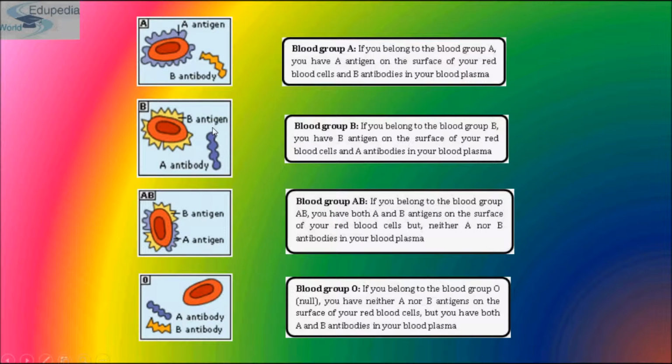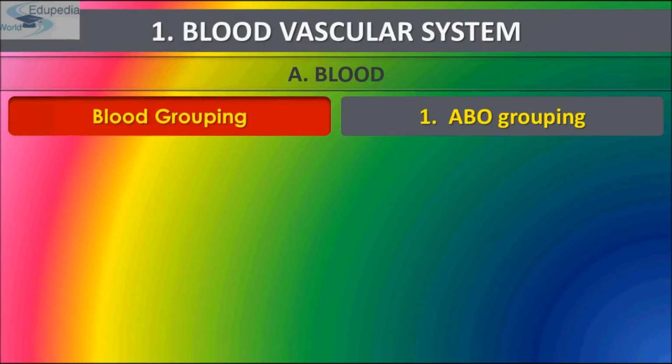What happens in AB? If you belong to the AB blood group, you have both A and B antigens on the surface of your red blood cells. See, this is B and this is A. But there are neither anti-A nor anti-B antibodies in your blood plasma. Now what happens in blood group O? If you belong to blood group O, you have neither A nor B antigen on the surface of your red blood cells, but you have both anti-A and anti-B antibodies in your blood plasma.